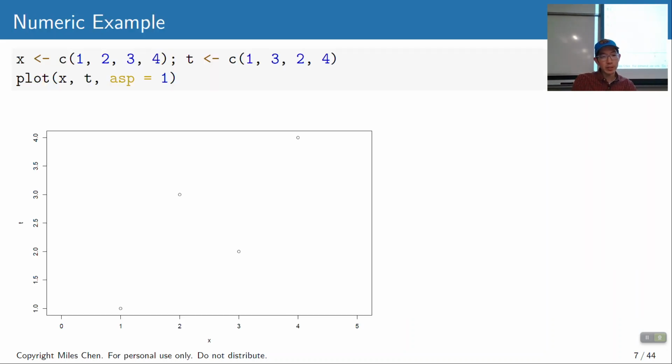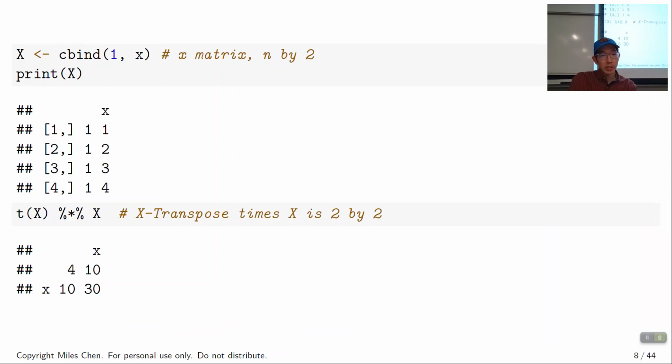Here is just a very, very simple example. I have the X values 1, 2, 3, 4, and our Y values are 1, 3, 2, 4. So they're not in a perfect straight line. I say, what is the regression line that's going to minimize the sum of squared errors here? To make our X matrix, we will bind a column of 1s to our X values, and so this is going to be an n by 2 matrix. I have 4 observations, so 4 by 2.